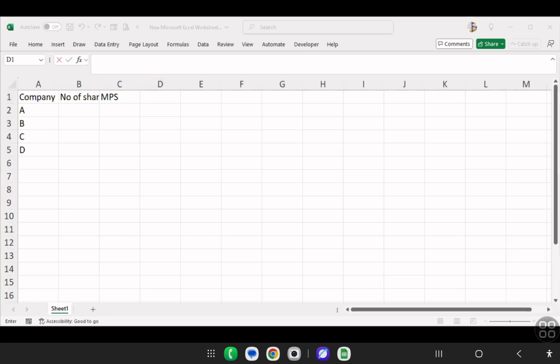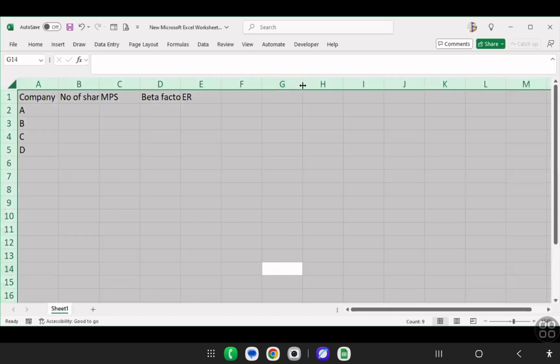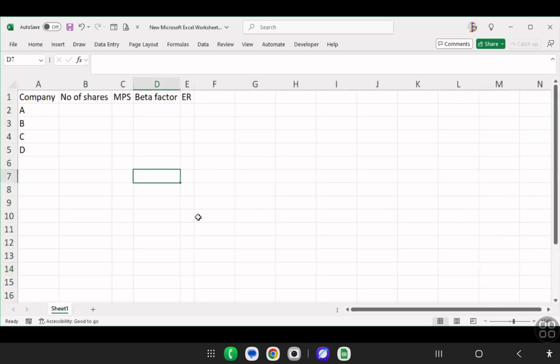We have the sensitivity. This is the beta factor, the sensitivity. We also have the expected return of each security. I want us to work on it together.